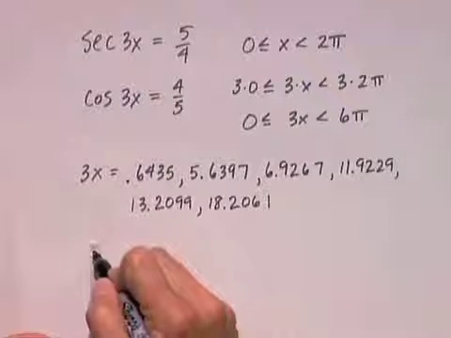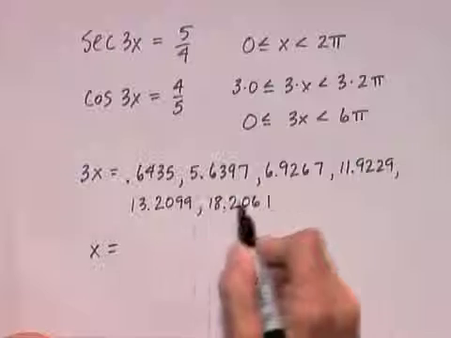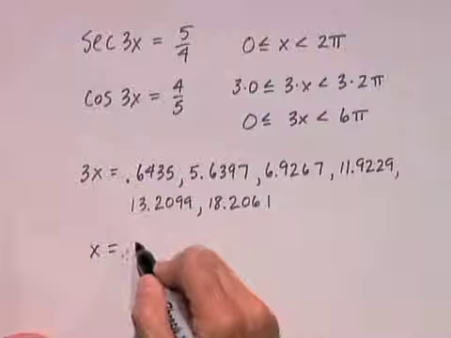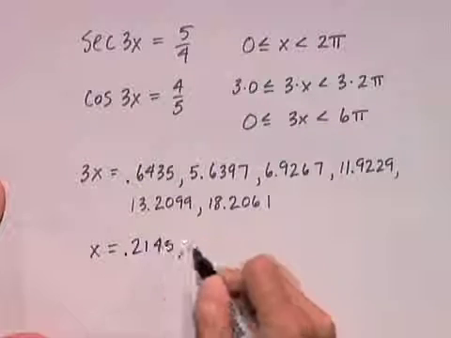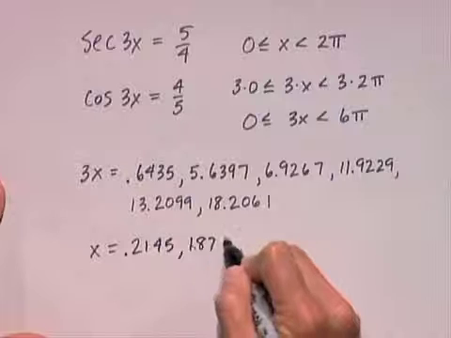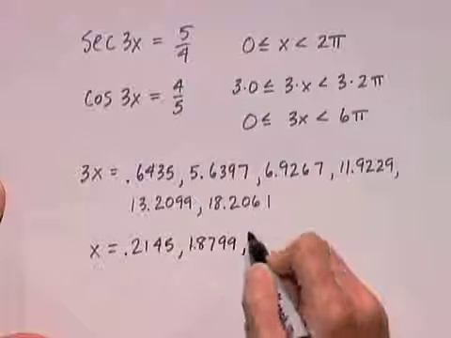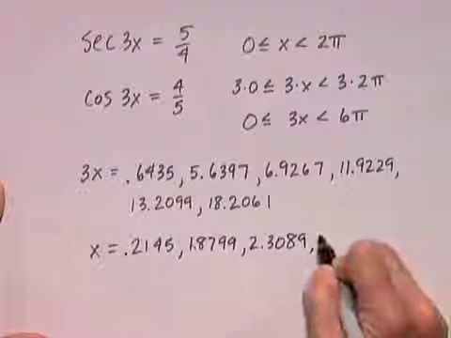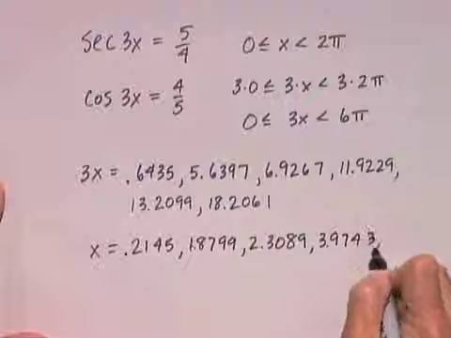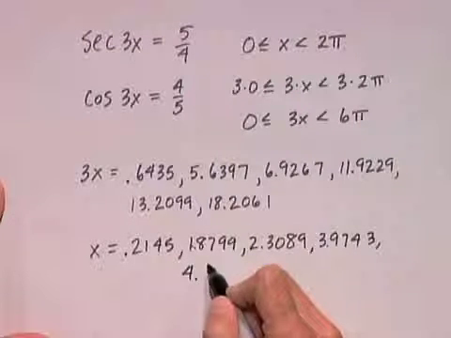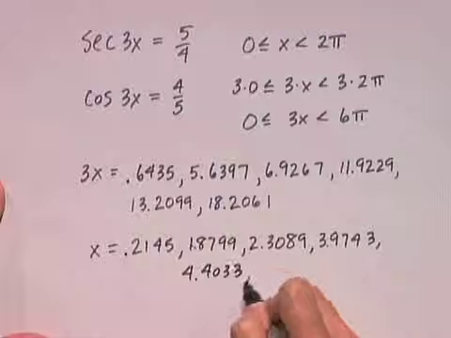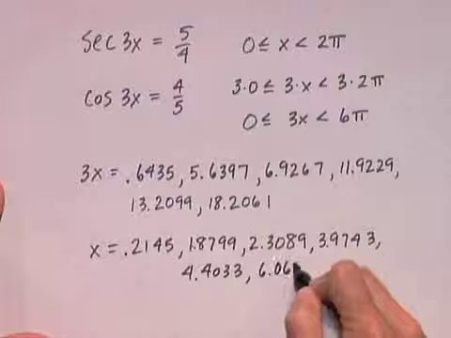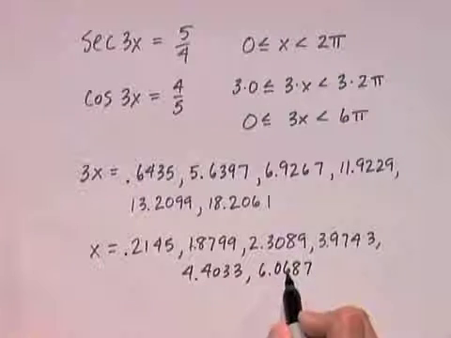I want x, though. So I'm going to take each value I found and divide them by 3. Each one divided by 3 leads to decimals: 0.2145, 1.8799, 2.3089, 3.9743, 4.4033, and 6.0687. So I have these 6 solutions.